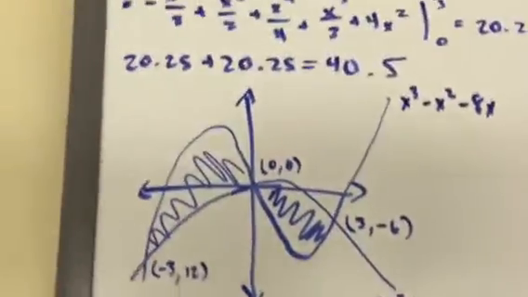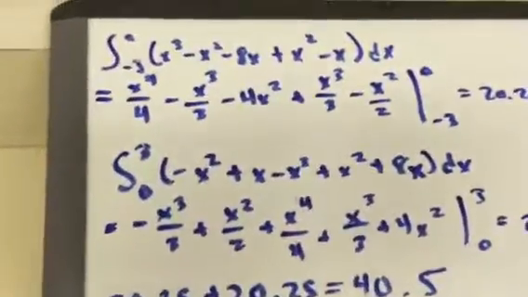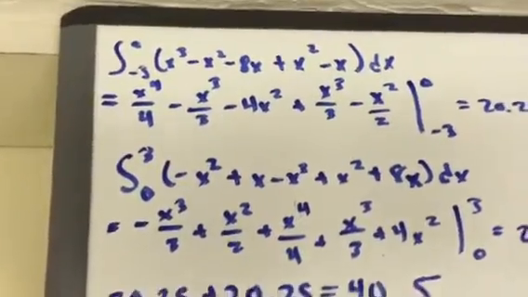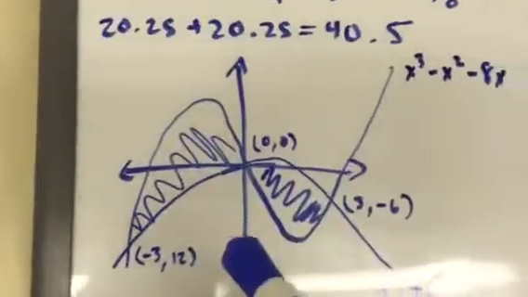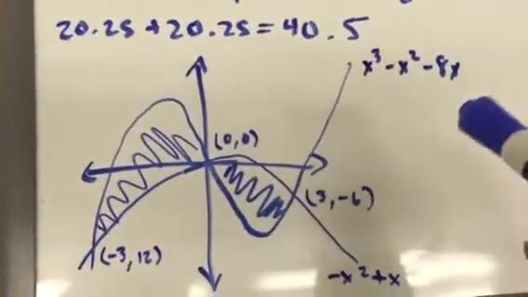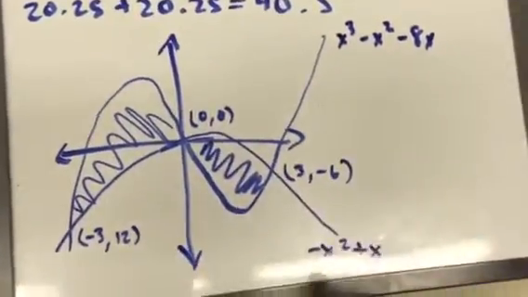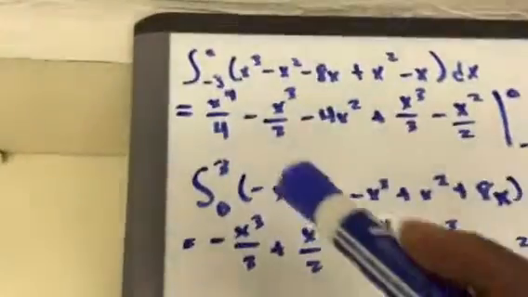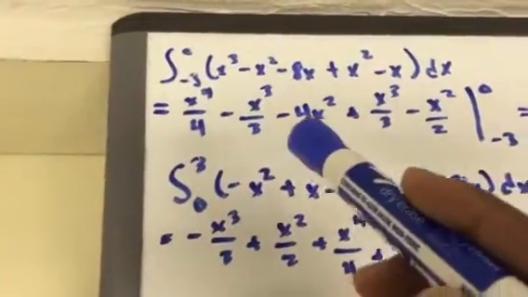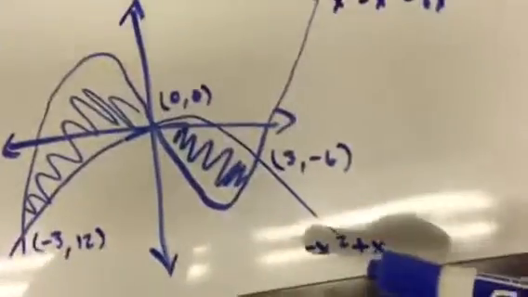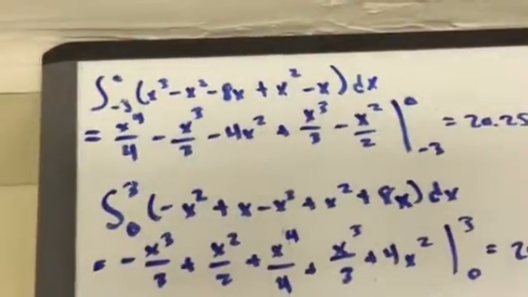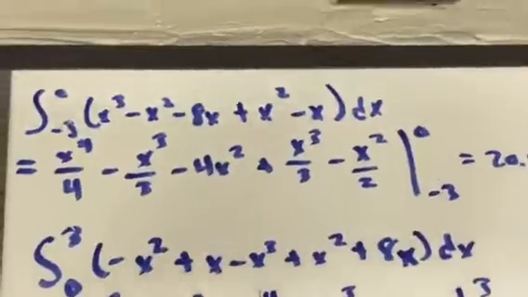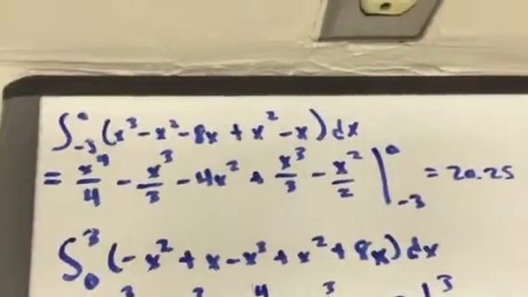Now let's begin. First, we're going to be integrating between the bounds of -3 to 0, and during this portion of the graph, x cubed minus x squared minus 8x is above negative x squared plus x. So I did x cubed minus x squared minus 8x minus negative x squared plus x, which is plus x squared minus x dx. We are going to integrate it by using the opposite of the power rule.